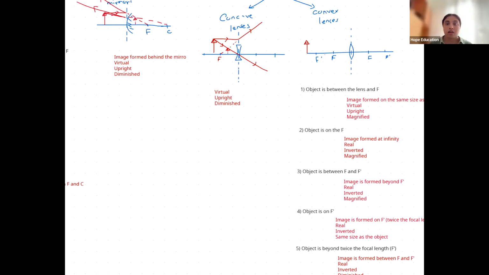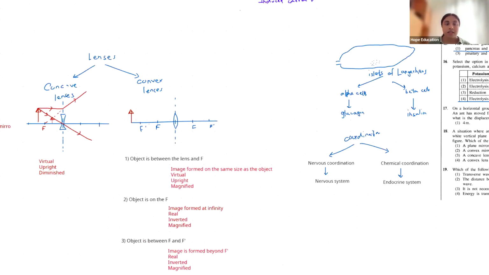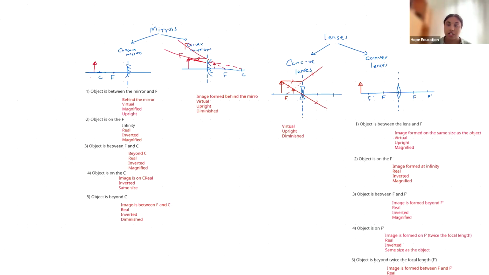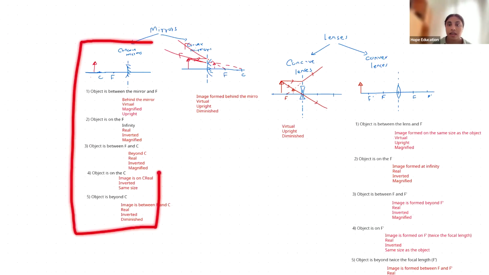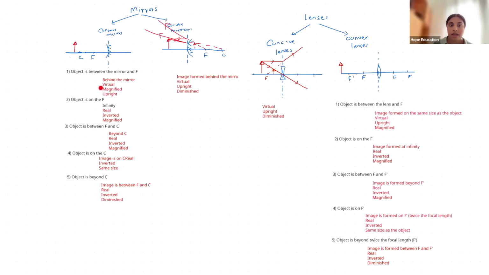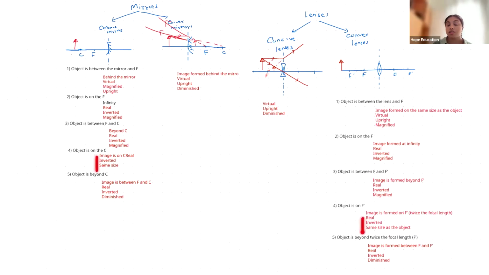Okay, so let's go to our question. But before that, look a little, children. Mirrors and lenses, of course, work differently. Mirrors have reflection, lenses have refraction. However, concave mirrors and convex lenses behave somewhat similarly. The ray diagrams are different, but how the images are formed, the properties of the images, are the same. Here virtual magnified upright, here also virtual magnified upright. Real inverted magnified, real inverted magnified. Real inverted same size, here also real inverted same size. Real inverted diminished, here also real inverted diminished.